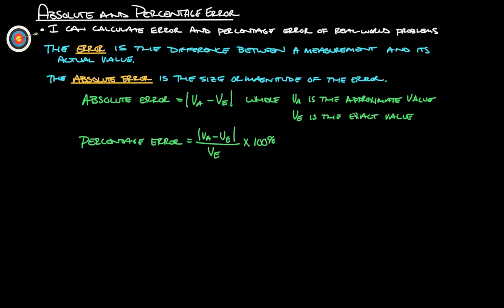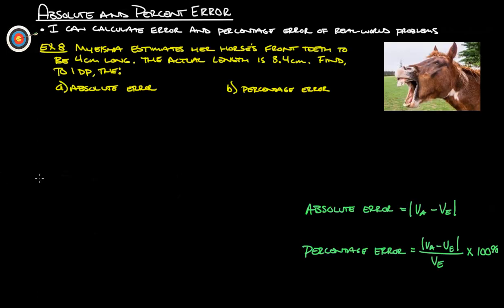Okay, so what we'll want to do here is take a look at an example that deals with this. Example 8: Maisha estimates her horse's front teeth to be 4 centimeters long. The actual length is 3.4 centimeters. Find to one decimal place the absolute error and the percentage error.